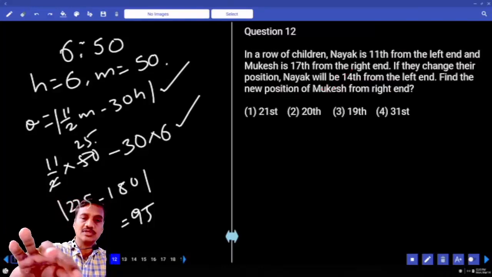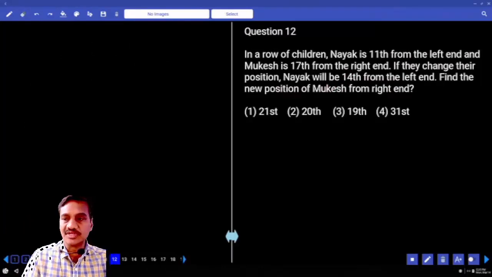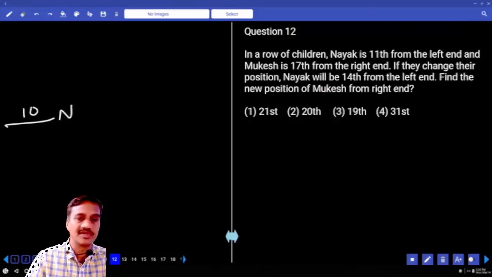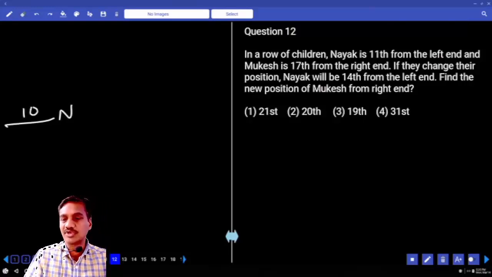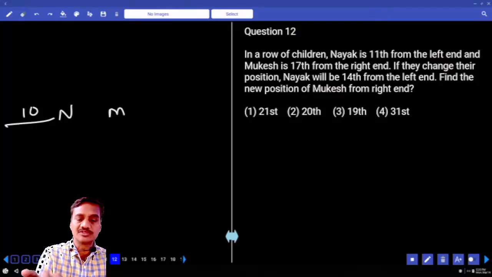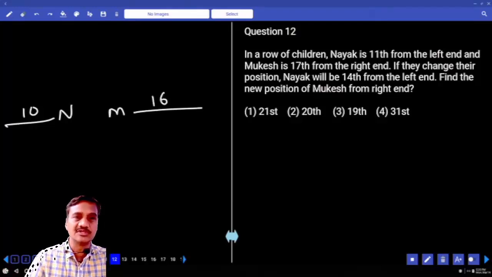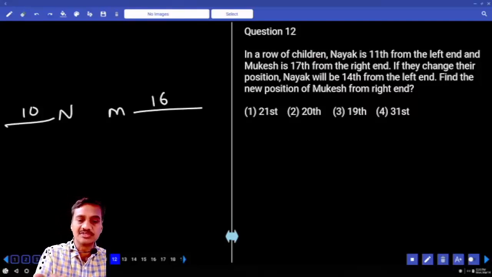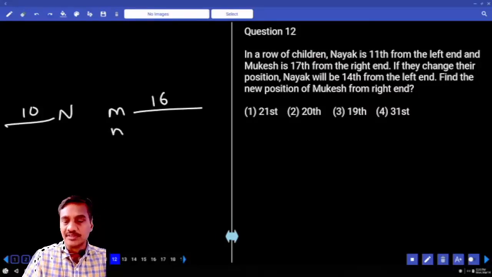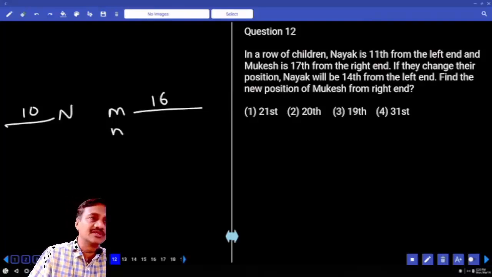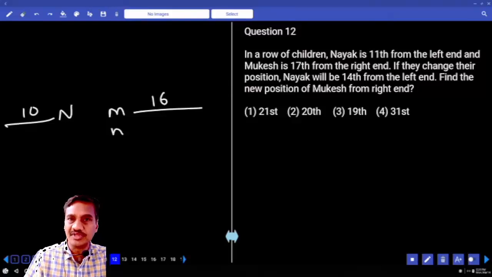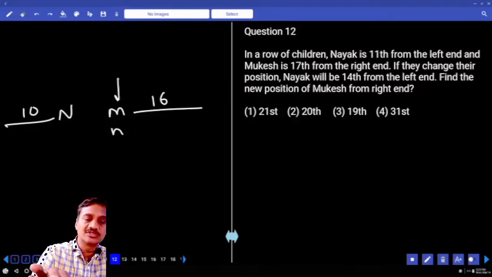Then coming to this 12, now in a row of children, Naik is 11th from the left. Now what is the position of Naik here? 11th from the left means there are 10 persons to the left hand side of Naik. And Mukesh is 17th from the right. Now this Mukesh is 17th from the right means 16 persons to the right hand side of Mukesh. And if they interchange their positions, that means Naik has come to this place, then Naik will be 14th from the left hand side. Earlier this Naik is 11th, now this person has become 14, that means Naik has come to the place of Mukesh.